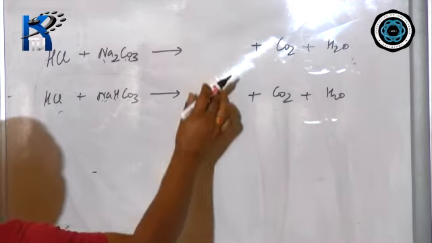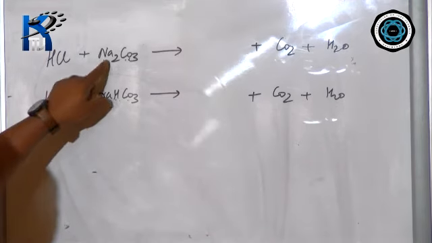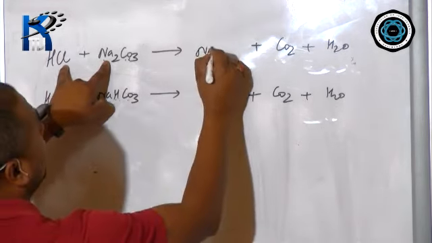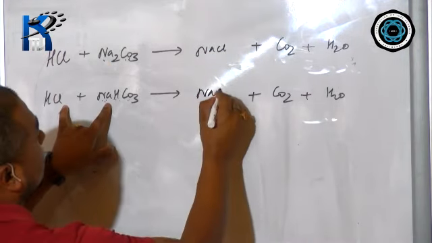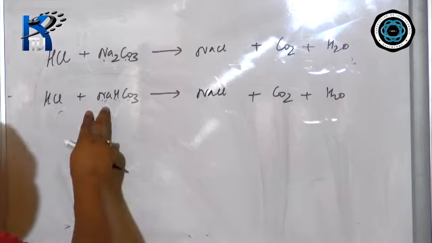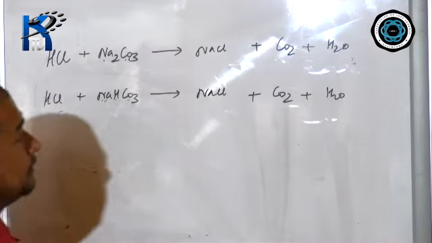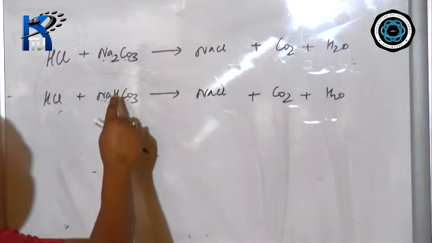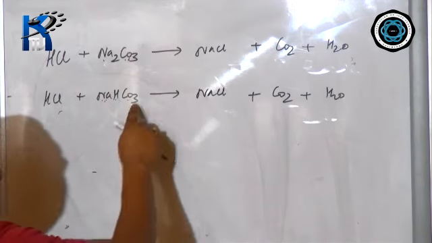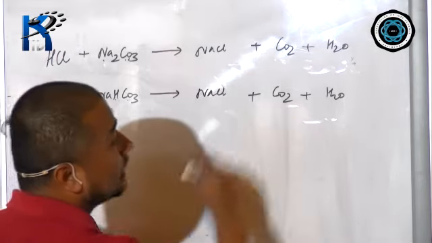Along with that, you are supposed to get salt. If you see here, sodium and chlorine are left, so what you get is sodium chloride. Similarly, here also sodium and chlorine are left, so you get sodium chloride. Reactants are different, but all three products are the same. So remember, from now on, any acid reacting with metal carbonate or metal bicarbonate gives salt, carbon dioxide and water.